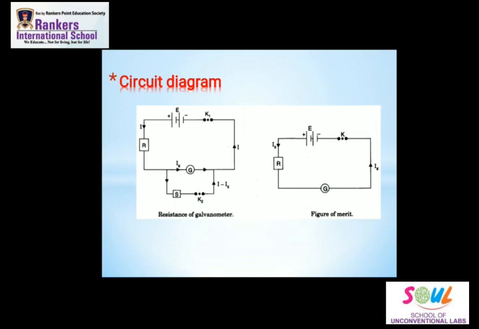During this practical, K1 key is closed but K2 key is closed and opened from time to time. The second figure shows the figure of merit of the galvanometer. For this purpose, we do not need the shunt resistance or the low resistance box.